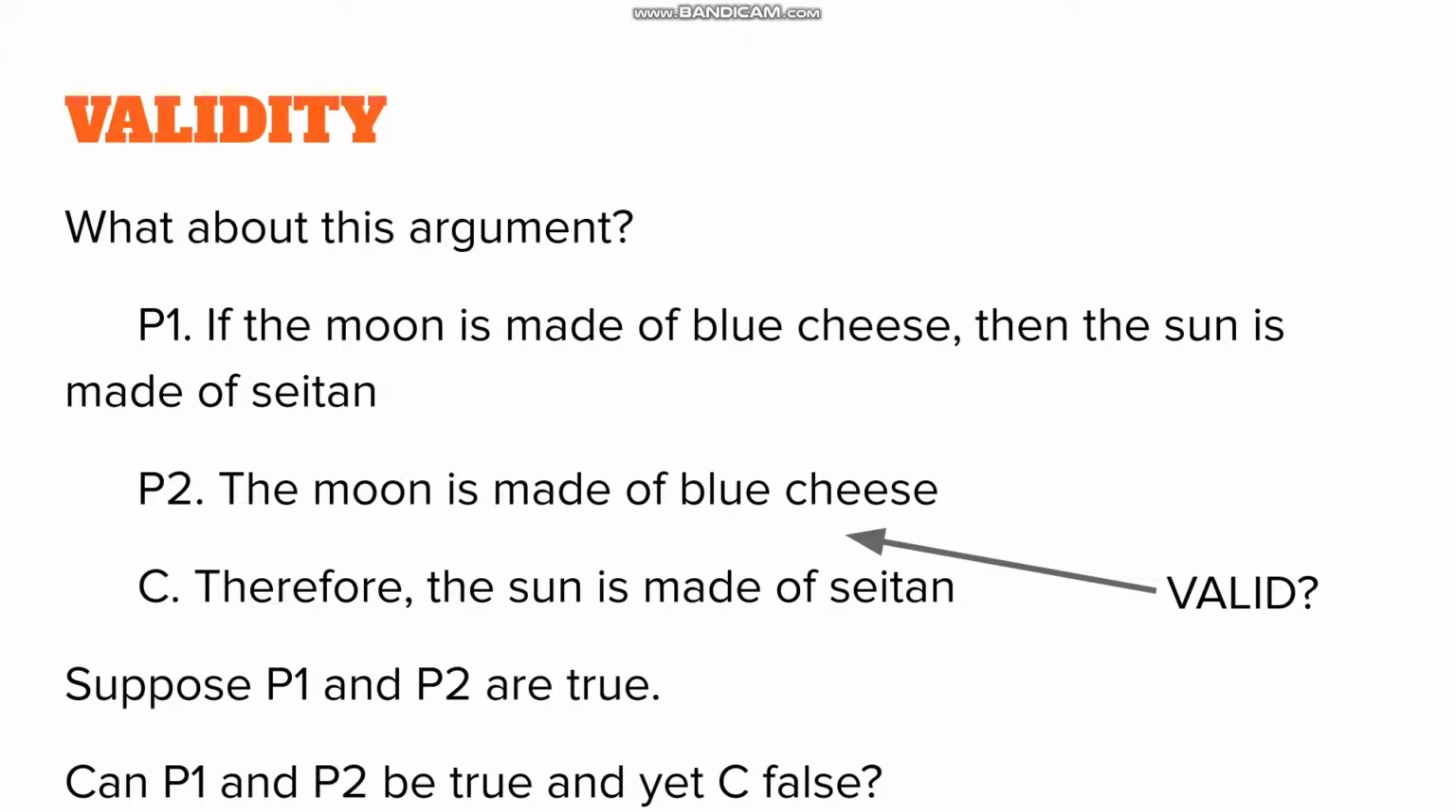Premise 1. If the moon is made of blue cheese, then the sun is made of seitan. Premise 2. The moon is made of blue cheese. Conclusion, therefore, the sun is made of seitan. So what do you think about this argument? Is this a valid argument? Why don't you pause the video and think about it for a moment? Does this argument fit the characterization of validity that I introduced earlier? Ready? Pause.